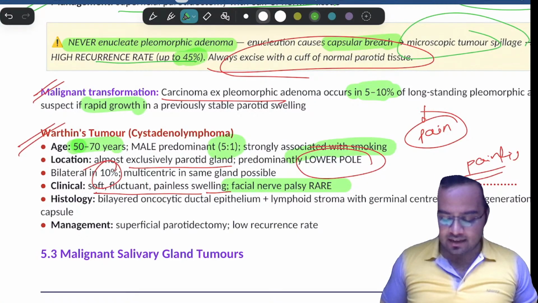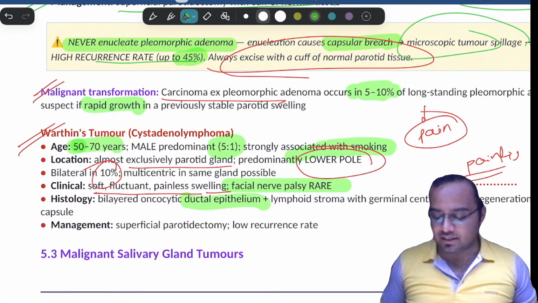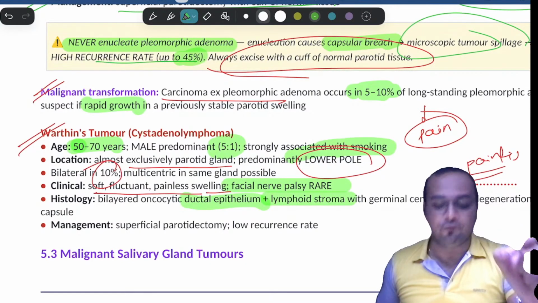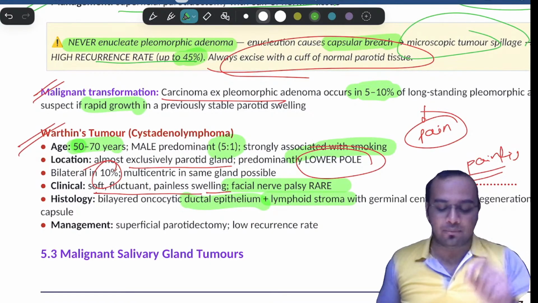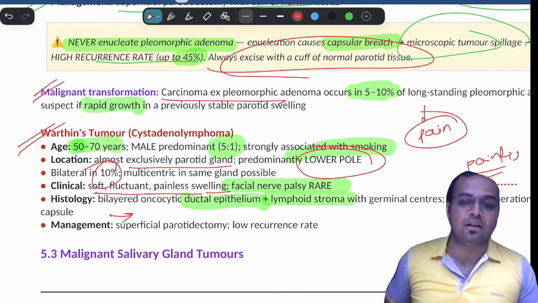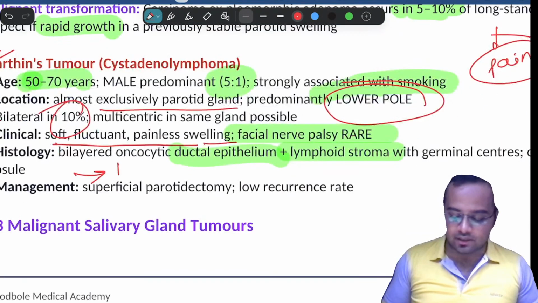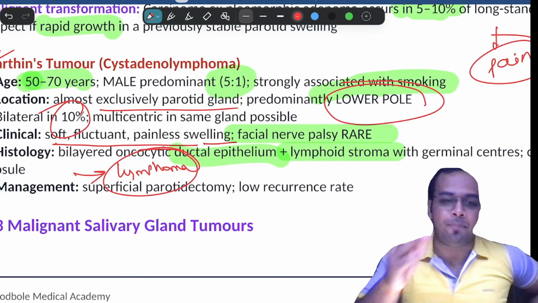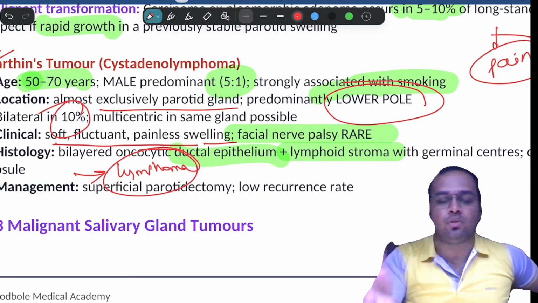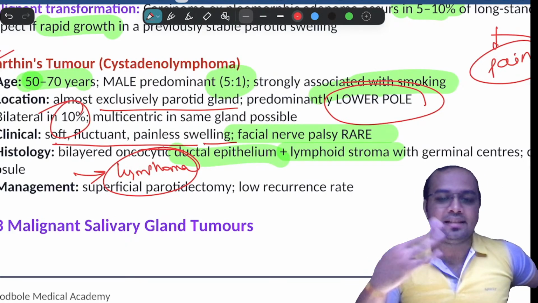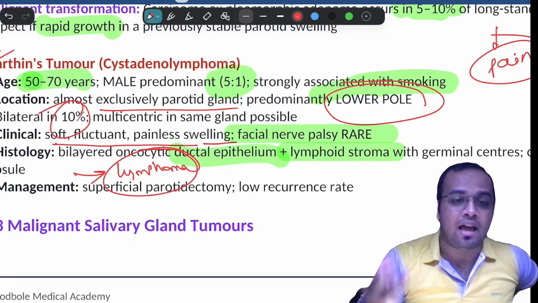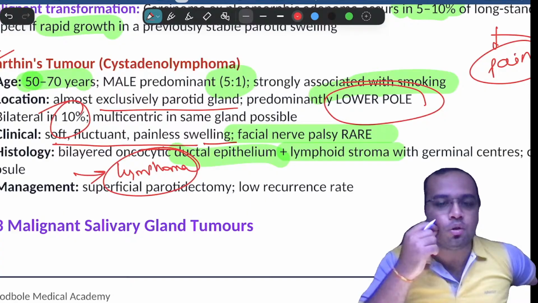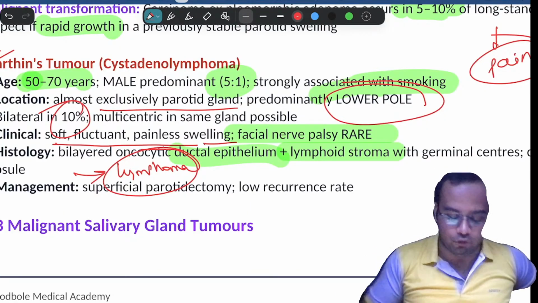Histology: it is going to be lined by ductal epithelium with some lymphoid tissue. So always remember that in this there is going to be some component of lymphoid tissue, and if it is kept as it is, it might progress into lymphoma. So it is very important for you to know that if a pleomorphic adenoma is kept as it is, it is going to form what is called carcinoma ex pleomorphic adenoma. But if the Warthin's tumor is kept as it is for many days, lymphoid follicles will grow in it and there are chances of development of local lymphoma.